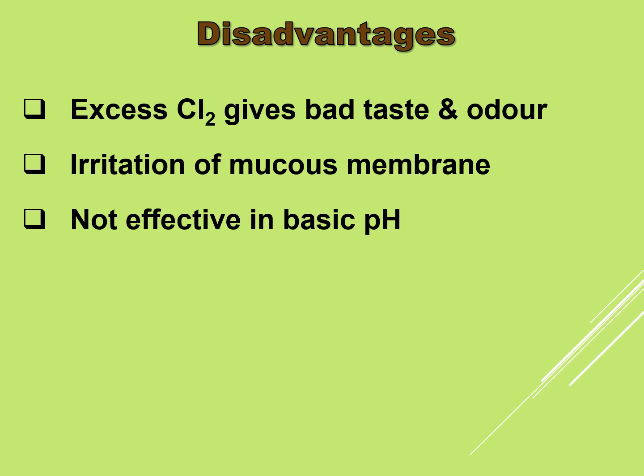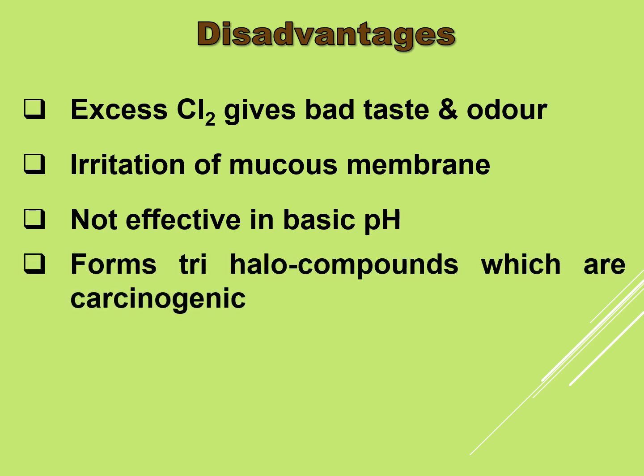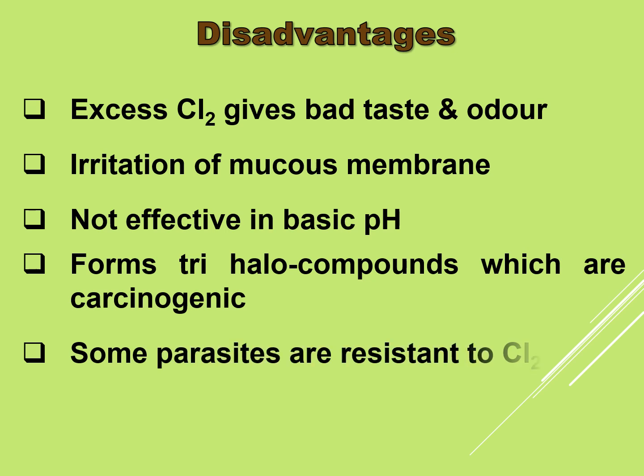Not effective in basic pH. I told you earlier, ideal pH is weakly acidic. So in basic pH, it is not effective. It forms trihalo compounds like trichloro compounds, which are carcinogenic in nature. If water contains dissolved organic substances like benzene, phenol or its derivatives, it will form trichlorobenzene, trichlorophenol, etc., which are carcinogenic. Some parasites are resistant to chlorine. So these are some of the important disadvantages of chlorination.